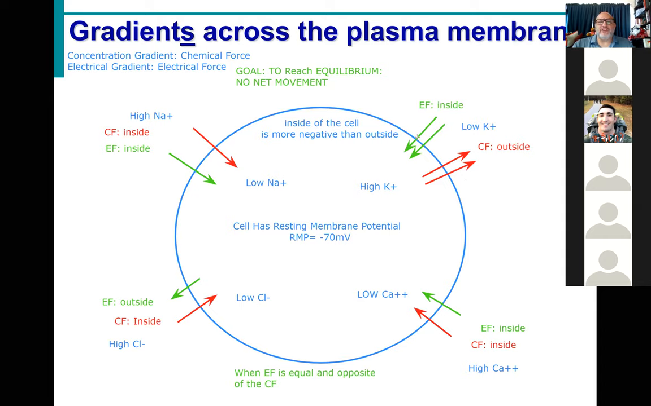So the original question is, which of these are stronger? Notice for calcium and sodium, they're in the same direction, so it doesn't matter. But for both potassium and chloride, as it turns out, the chemical forces are larger than the electrical forces. And so if you open a potassium channel, potassium leaves. If you open a chloride channel, chloride comes in. So when the cell is at rest, for potassium and chloride, the chemical force is the stronger force and determines which way it moves. But its goal is eventually to reach equilibrium, where the two would be equal and opposite, because again, our goal is no net movement. Equilibrium is no net movement.